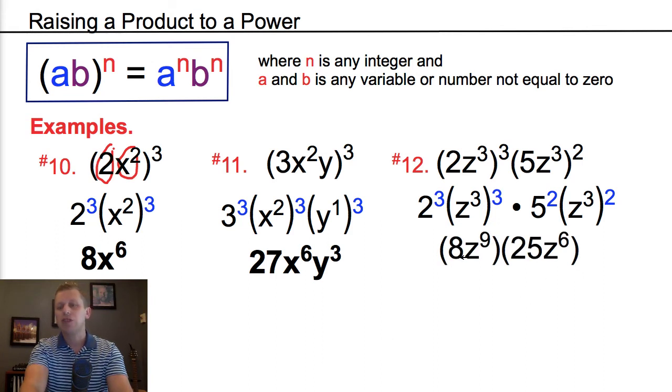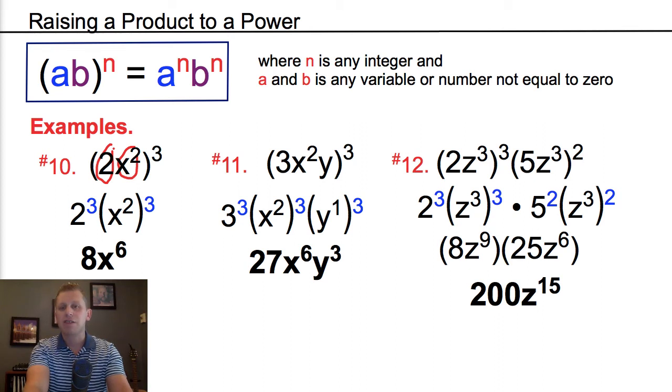Now I'm back to just a product where when I multiply things with the same base, I have to add the powers. Well, 8 and 25 I won't add. Those are just coefficients or regular numbers, so I'll multiply them. 8 times 25 is 200. Z to the 9th times z to the 6th. Multiplying things with the same base, add the powers. 9 plus 6 is 15. I should get 200 z to the 15th.